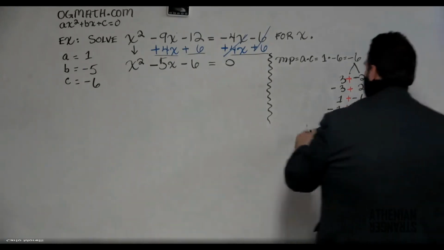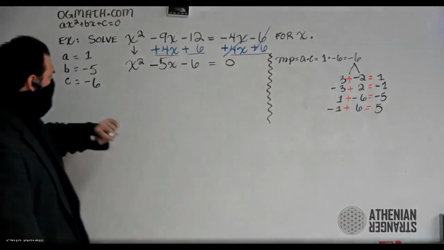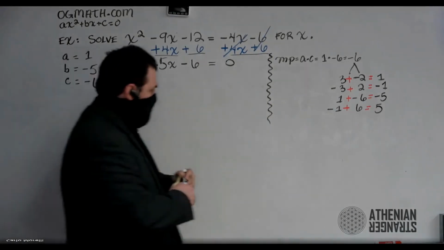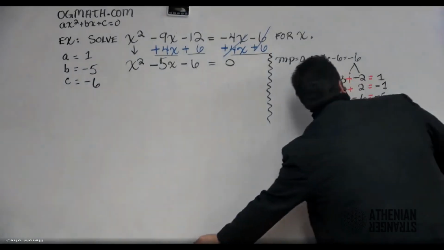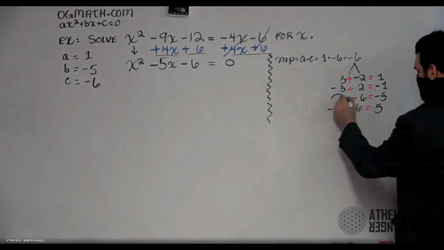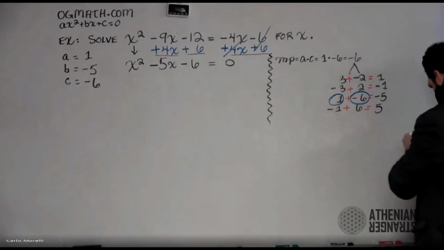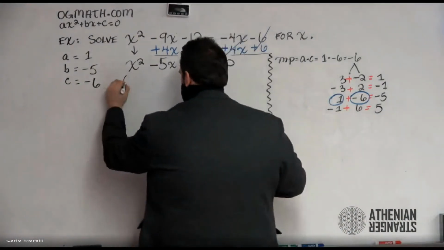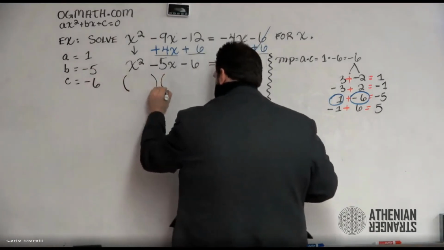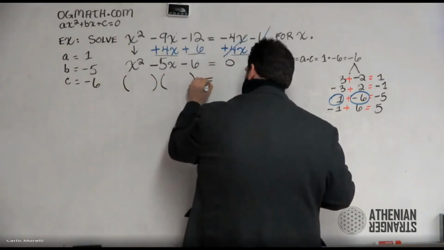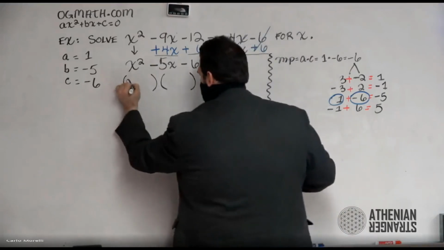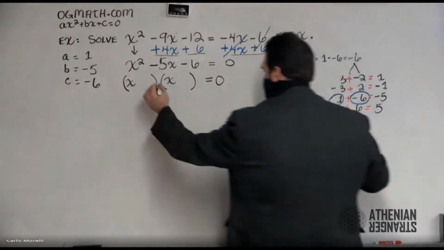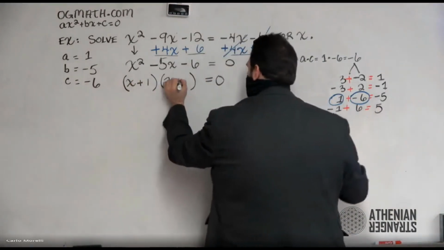Right. Now, what we need to do is circle the factors whose sum is B. So who are my factors? My factors are 1 and -6. Circle the sign. Now, write in factored form. Come back here. Open parentheses, close parentheses. Open parentheses, close parentheses. Equals 0. X. Write the factors. X plus 1. X minus 6.